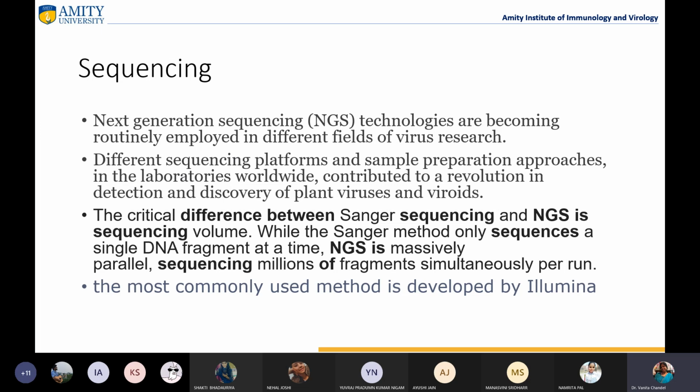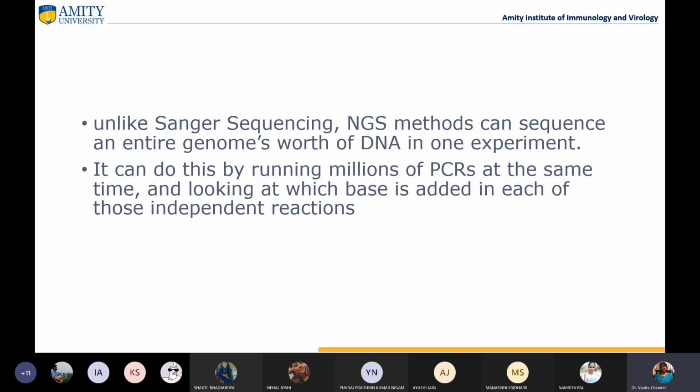The most commonly used method is developed by Illumina, where a number of platforms are available which we can use for sequencing our sample. So unlike Sanger sequencing, the NGS method can sequence an entire genome worth of DNA in one experiment.